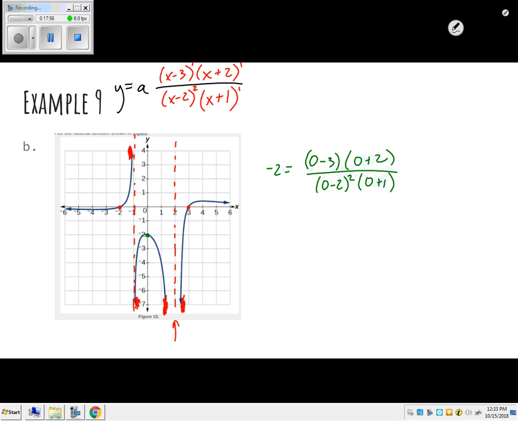Okay. I still have this a right here in front I'm looking to solve for. If this negative 2 comes down, I have an a. So negative 3 times 2 is negative 6. Negative 2 squared, that's positive 4. To get rid of a fraction, I'm going to multiply by its reciprocal. So multiply both sides by negative 4/6. See, that gives me negative 8 over 6, which is negative 4/3. My a is 4/3.